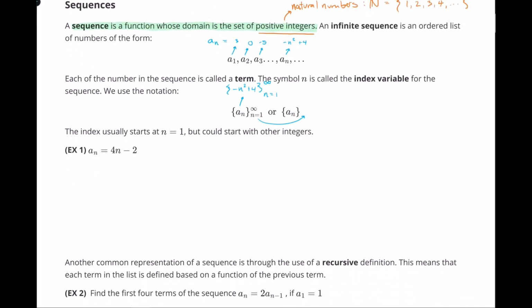All right, so let's look at some examples here. So here's a sequence, a sub n equals 4n minus 2. All right, so a sub 1, a sub 2, a sub 3, a sub 4, and so forth. These values would all be known as the terms of the sequence.